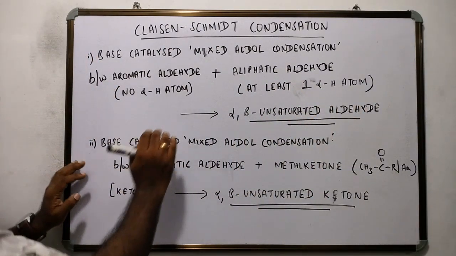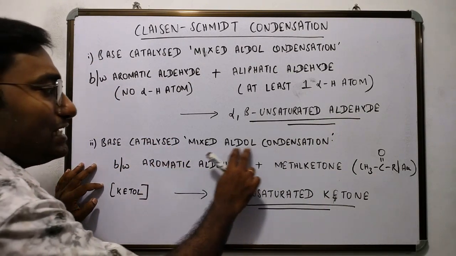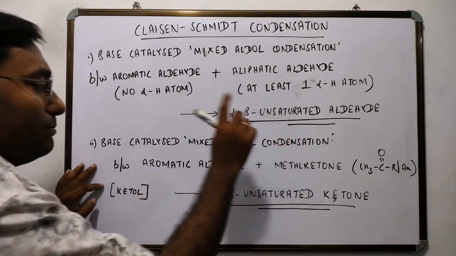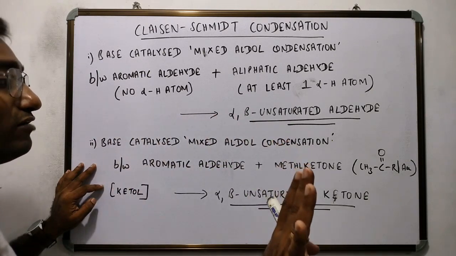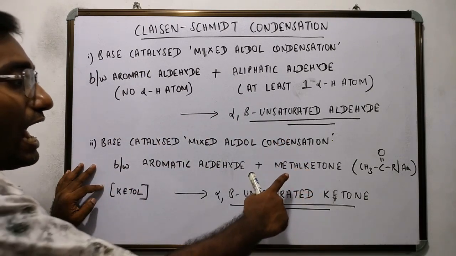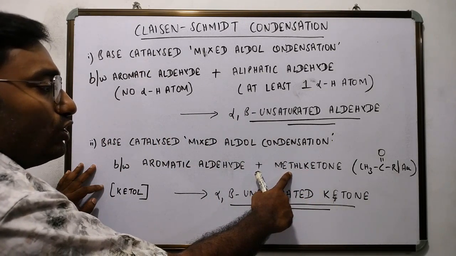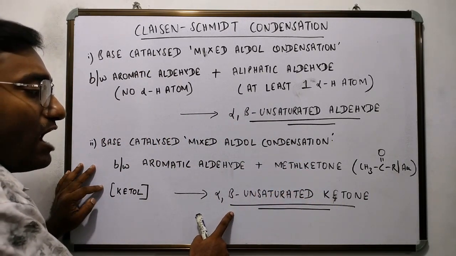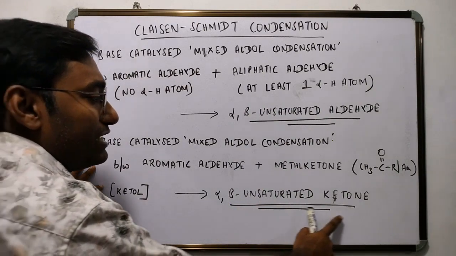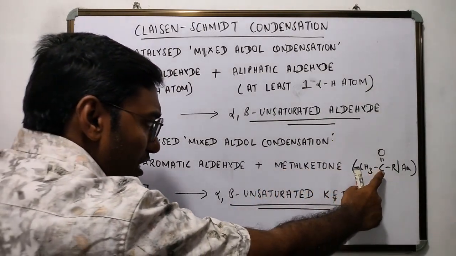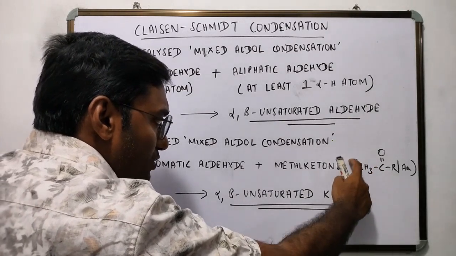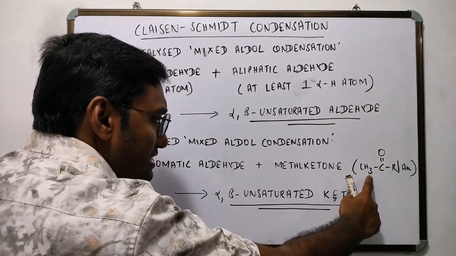or it is a base catalyzed mixed aldol condensation between an aromatic aldehyde with no alpha hydrogen atom and a methyl ketone to yield an alpha beta unsaturated ketone. A methyl ketone is a ketone in which one side of the carbonyl group has been flanked by a CH3 group.